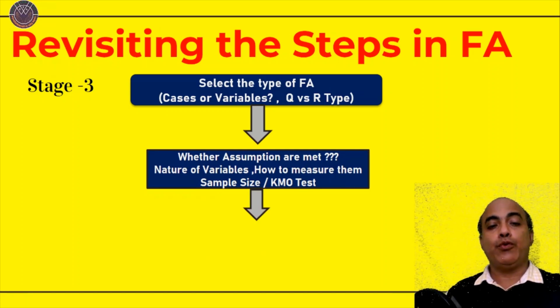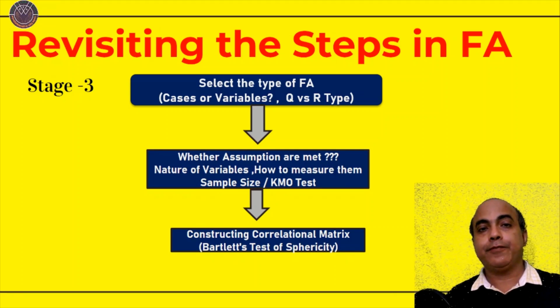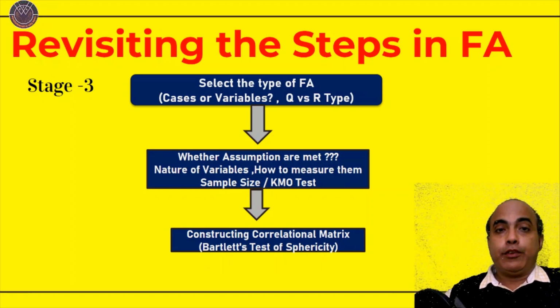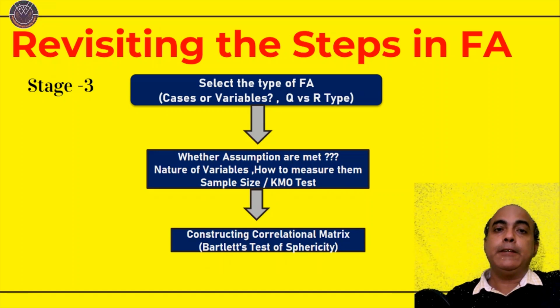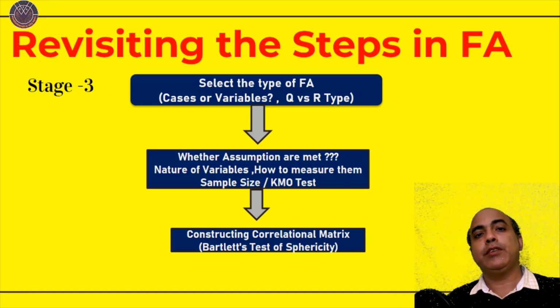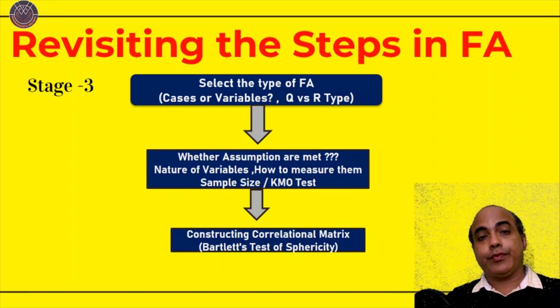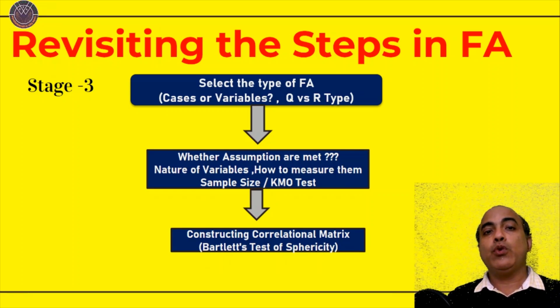After that, we go for constructing the correlational matrix, and here there is also a precondition before we go for further steps in factor analysis. We perform Bartlett's test of sphericity. Now, what is Bartlett's test of sphericity? Bartlett's test of sphericity starts with a null hypothesis that our correlational matrix is an identity matrix, which says that there is no relationship between the variables.